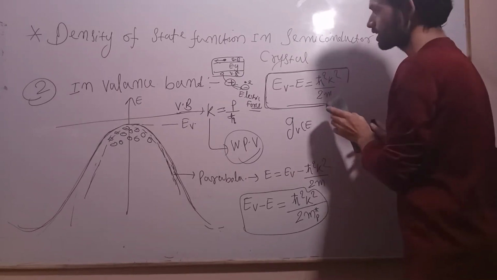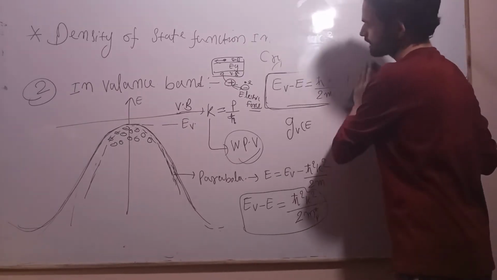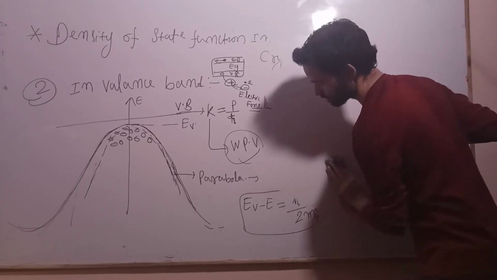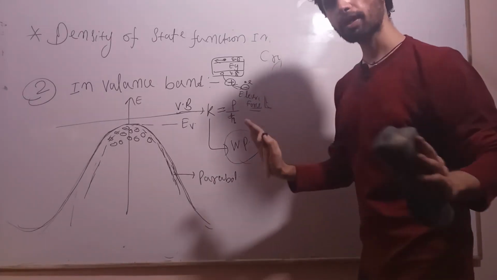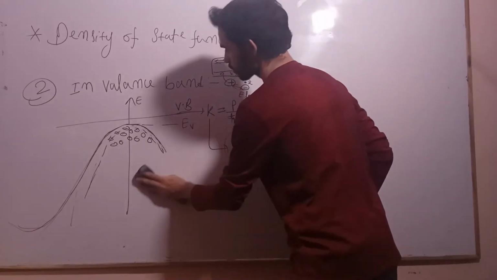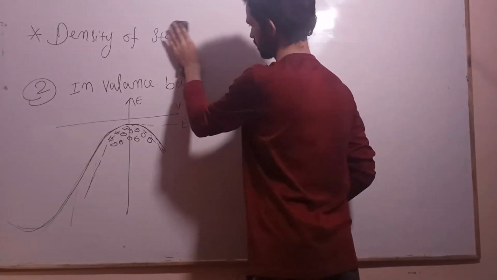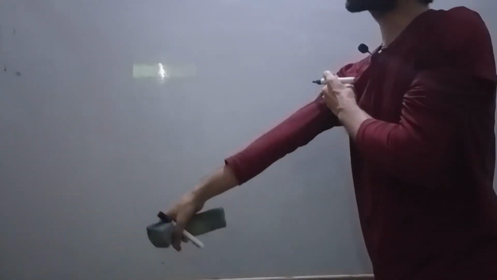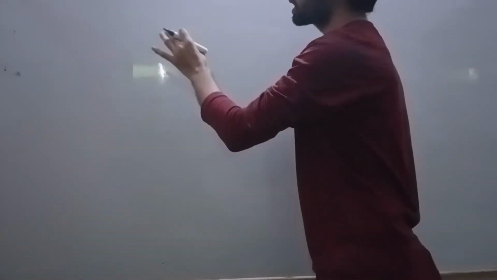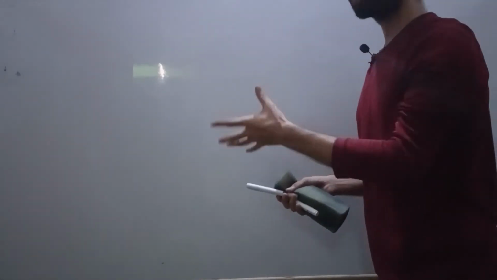This lecture we will end here. Next we will start our discussion of semiconductor in thermal equilibrium. So this is all about the density of state function inside a semiconductor crystal. We have completed the density of state for the valence band and the conduction band. Now we will see the comparison between these two, the density of state in the conduction band and the valence band.